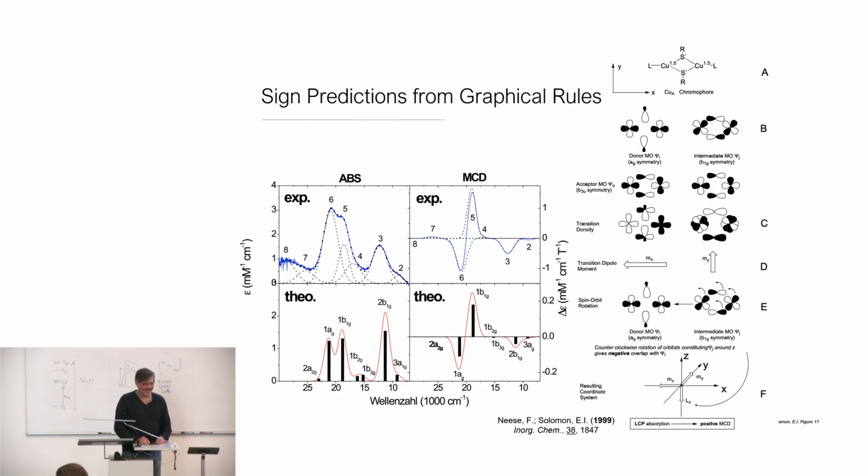But essentially, you're taking your orbitals and then you play little rotation games with paper and pencil. And if you do it correctly, then you can successfully predict whether the MCD is supposed to be positive or negative. It's all phase relationships between these orbitals.